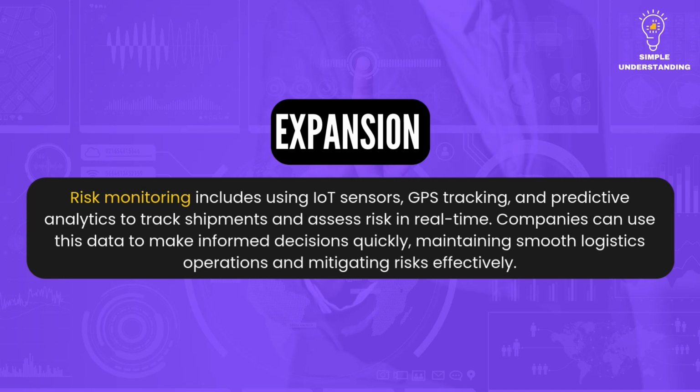Expansion. Risk monitoring includes using IoT sensors, GPS tracking, and predictive analytics to track shipments and assess risk in real time. Companies can use this data to make informed decisions quickly, maintaining smooth logistics operations and mitigating risks effectively.